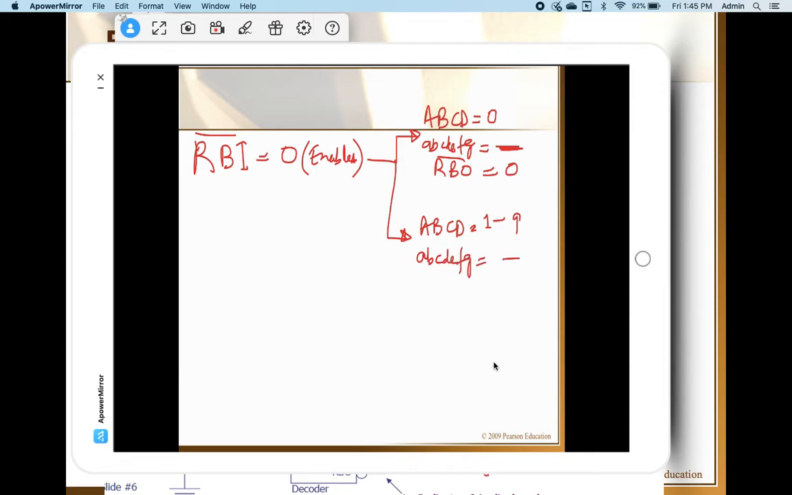What will happen to that? It will be displayed. Whatever the number is, it will be displayed. And what will happen to RBO? It will be 1.